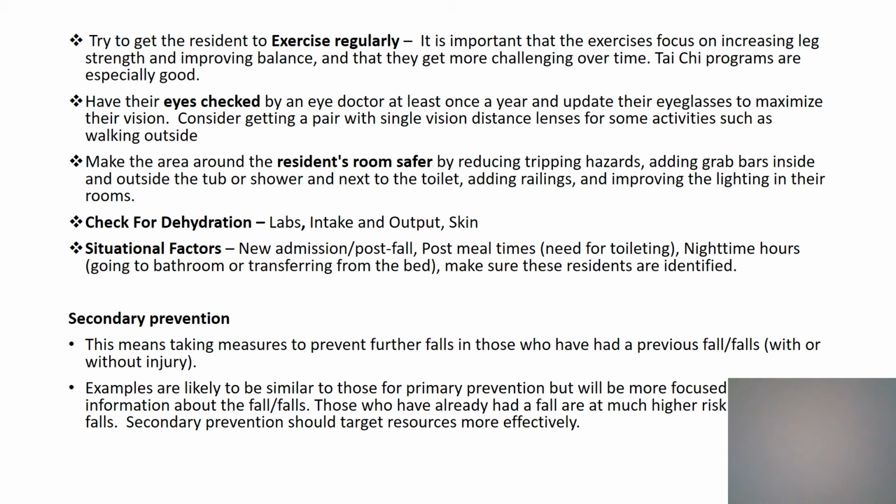You want to try to get regular exercise if it's possible. Any form of exercise will help with balance. A lot of nursing homes now are using Tai Chi programs. They feel that that's very good for balance. Any exercises that work with leg strength and improve balance will work. Make sure you're getting their eyes checked at least once a year and update their eyeglasses for maximum vision. Make sure the area around the resident's room is safe by reducing any trip hazards.